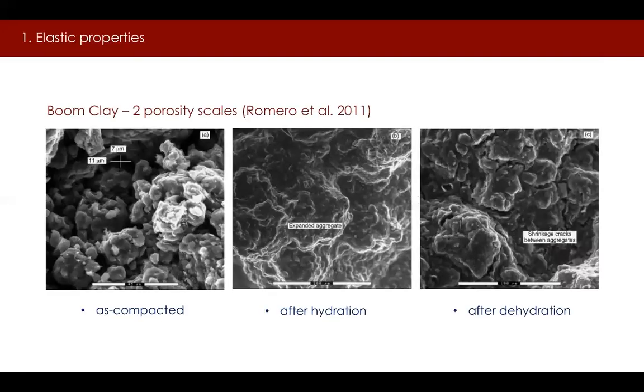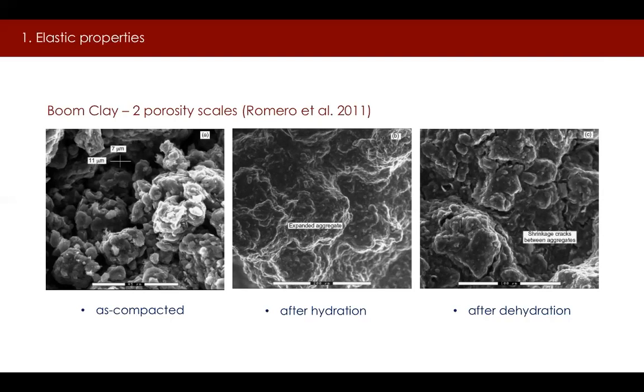Romero et al. showed two types of porosity in Boom clay: macroporosity or interaggregate pores, with characteristic pore size on the order of 7 to 10 microns, and microporosity or intra-aggregate pores, with pore size on the order of tens of nanometers. The left image on this slide shows a statically compacted Boom clay obtained from environmental scanning electron microscopy, or ESEM. The dark regions are the interaggregate pores.